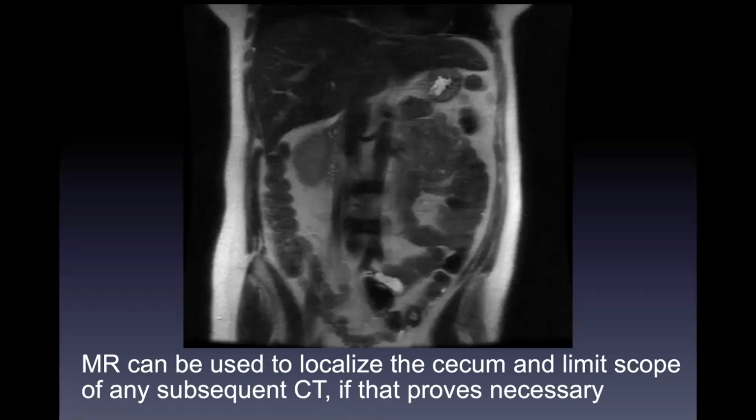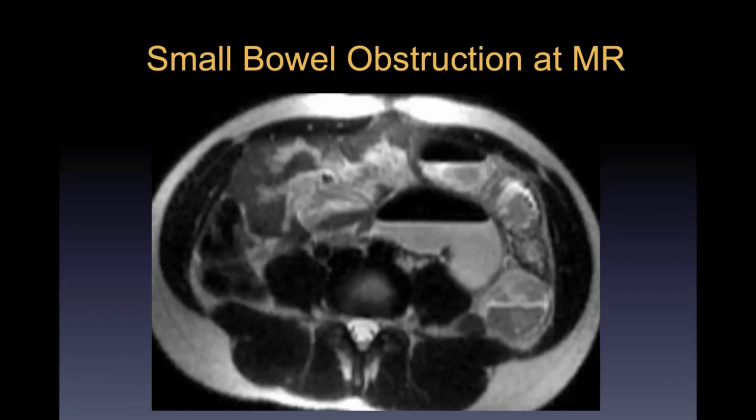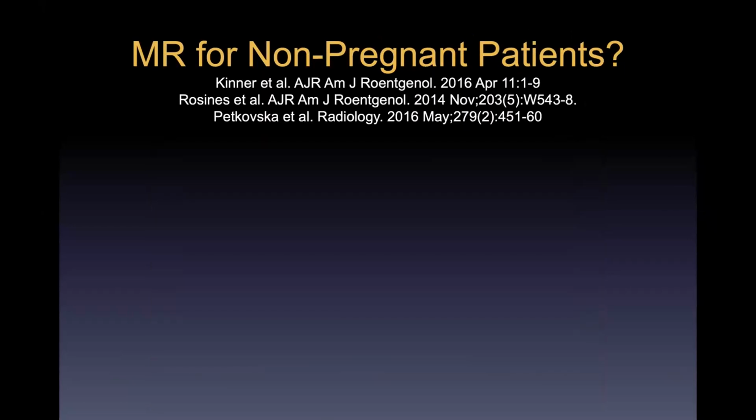Now, if for some reason you cannot find the appendix at MR, and sometimes it can be hard, you can at least use it to figure out where the cecum is. And if you have to do a CT to help the patient, you can maybe limit the scope and give the patient a little less radiation than you might have to otherwise. We've also found that MR is great for coming up with alternative diagnoses when appendicitis is absent. These were all cases for rule-out appendicitis. In this case, the patient actually had C. difficile colitis, which we were able to suggest at MR. And in this case, we were able to diagnose small bowel obstruction.